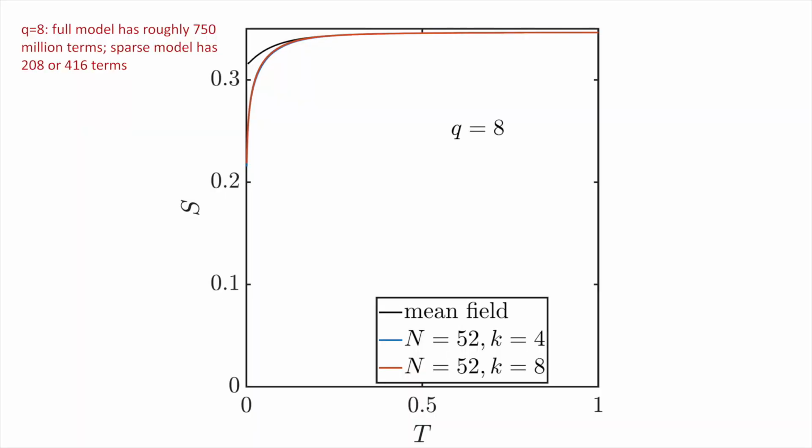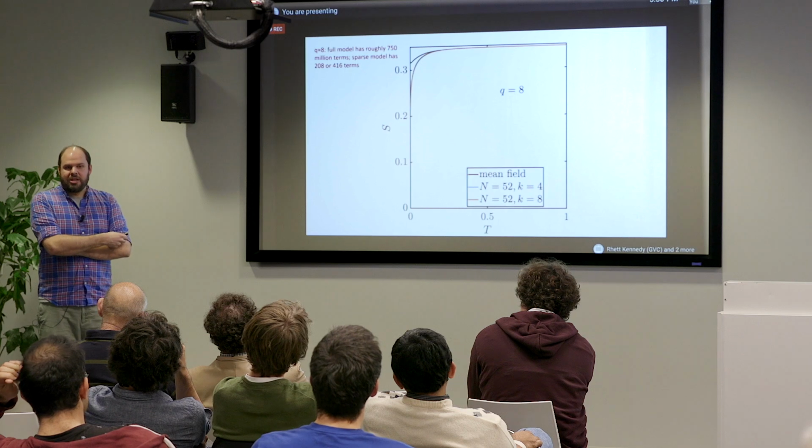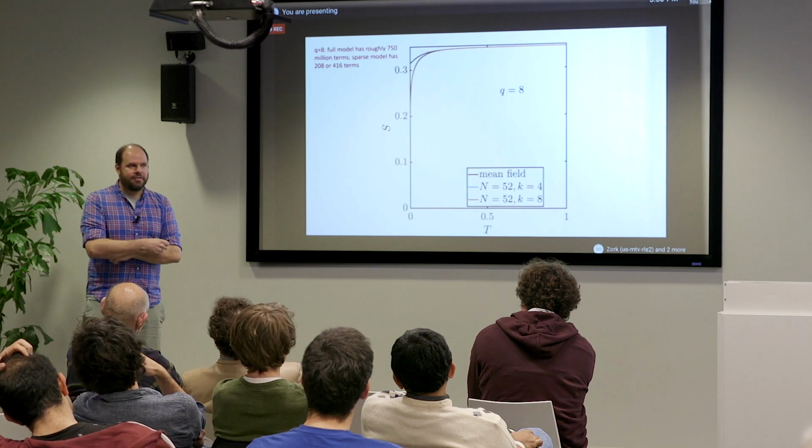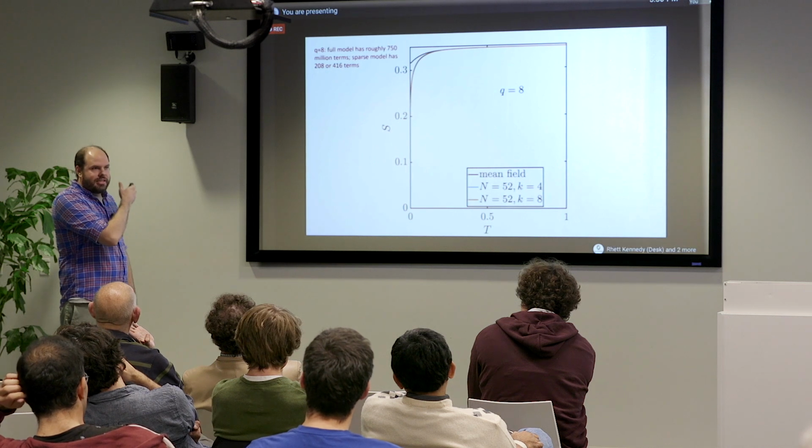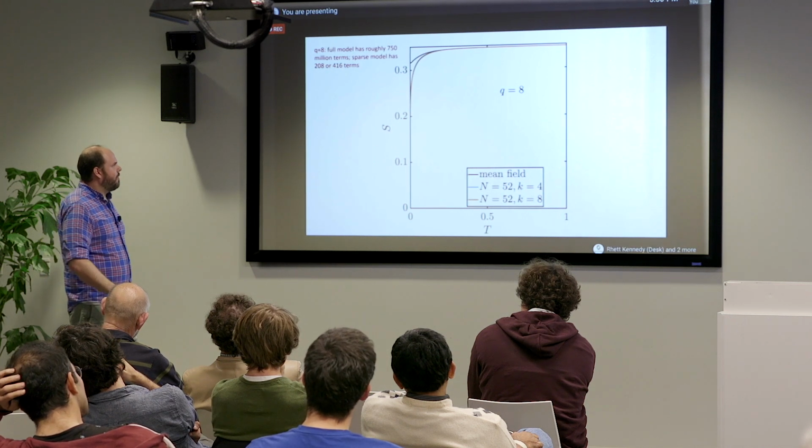Now, one nice thing about this model is that we can do larger scale classical simulation, actually, easier. For example, we can do the q equals 8 model, which is very hard to do and has a lot of terms. The normal model with 52 fermions would have about 750 million terms in the Hamiltonian. That's a lot of terms. We can delete that down to 208 or 416, corresponding to k equals 4 or 8.